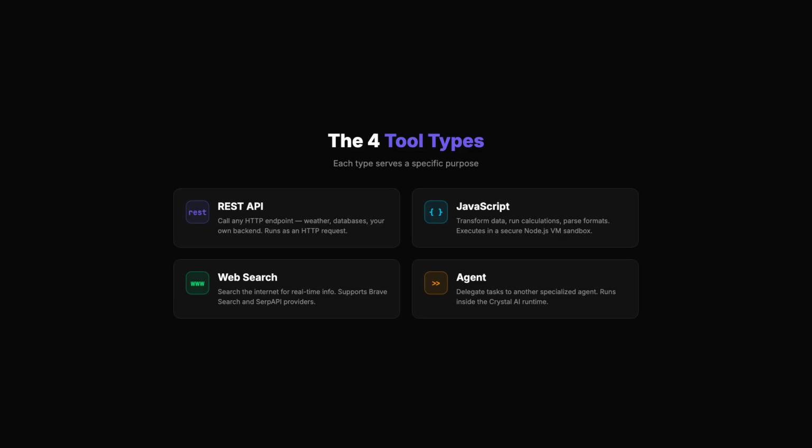First, REST tools let your agent call any HTTP API, whether it's a weather service, a database, or your own backend. Second, JavaScript tools run custom logic in a secure Node.js sandbox, perfect for data transformation and calculations. Third, web search tools give your agent access to real-time web information through providers like Brave or SerpAPI. And fourth, agent tools enable delegation, allowing one agent to hand off tasks to another specialized agent. Let's dive into each one.